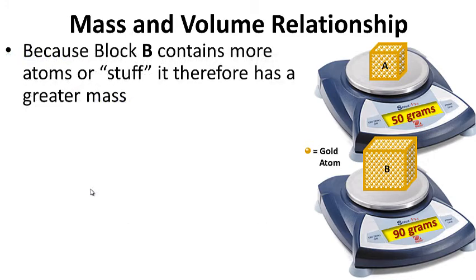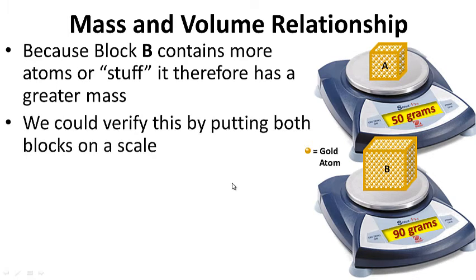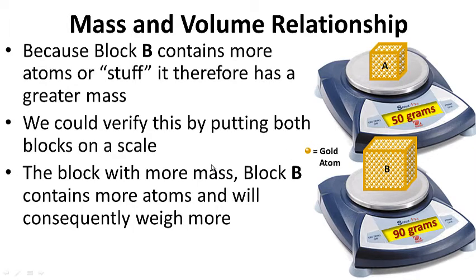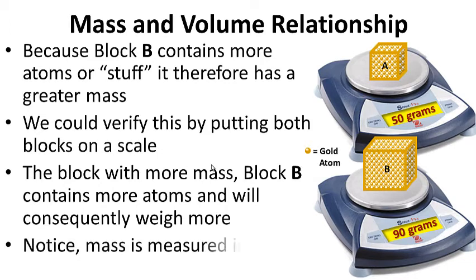Well, because block B contains more atoms or stuff, it therefore has a greater mass. And we could verify this when we put them on a scale. Notice block B has a greater mass. It weighs 90 grams, block A 50 grams. So the block with more mass, block B here, contains more atoms and will therefore naturally weigh more as a result of having more mass. Notice here, mass is measured in grams.